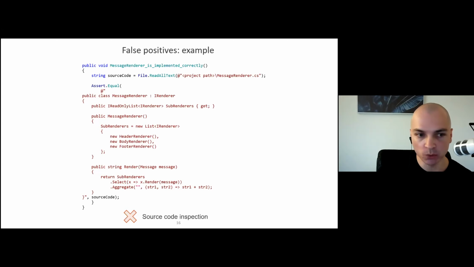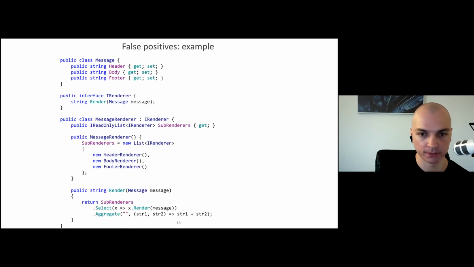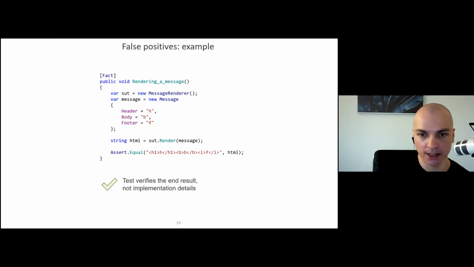So the only way to avoid brittle tests is to bind your tests to the end result and not to implementation details. So what does it mean in the context of our example, in the example of our message renderer class? Instead of checking the sub-renderers collection, the correctness of that collection, we need to check the end result. And the end result here is the string, the HTML string that this render method returns.